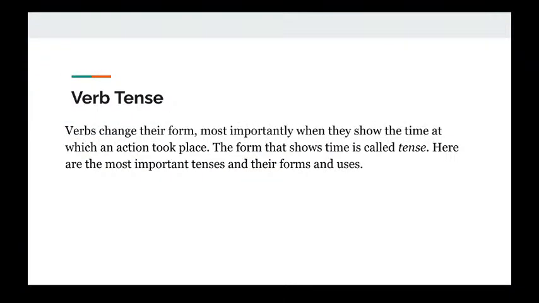So what is verb tense and why is it important? Verbs change their form most importantly when they show the time at which an action took place. The form that shows time is called tense. Here are the most important tenses and their forms and uses.